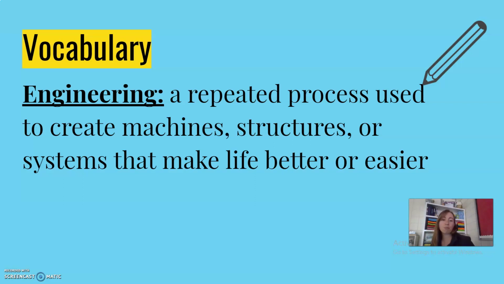So engineering is a repeated process used to create machines, structures, or systems that can make life better. Really important point here is that it's a repeated process. So engineers go through this thing that we call iterative design, where they're trying something out, then making it better, trying it out again, making it better again. So it's really important that this is repeated. It's pretty rare that we solve engineering problems with just one attempt.